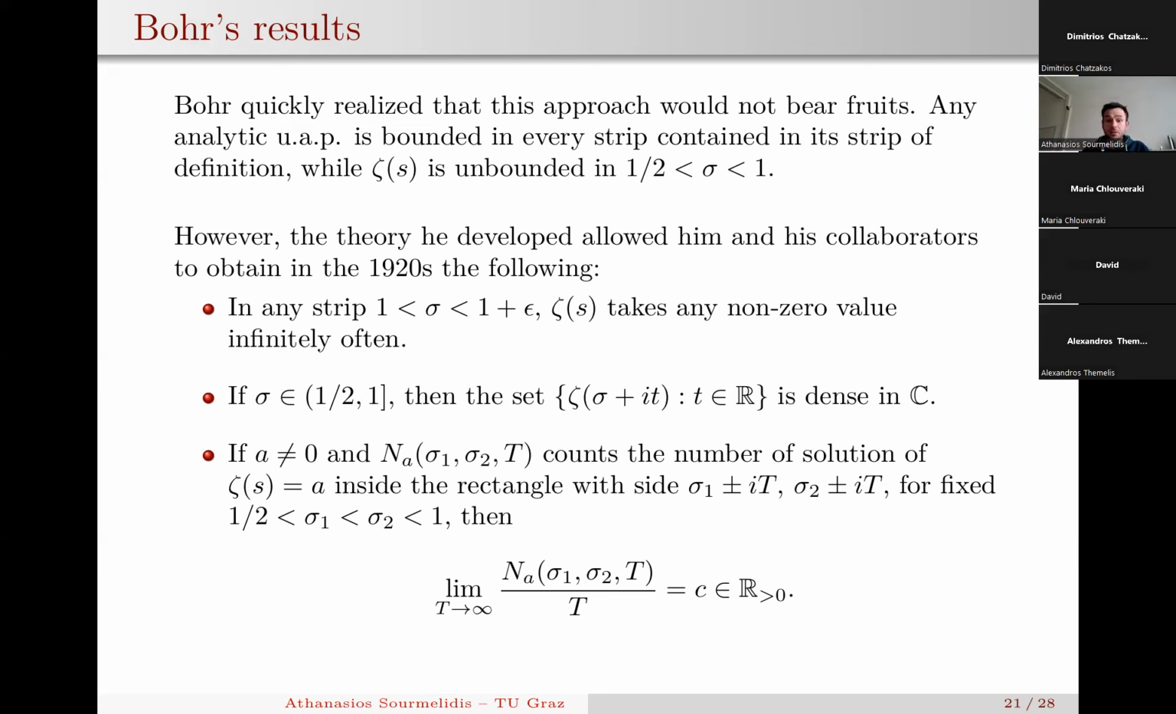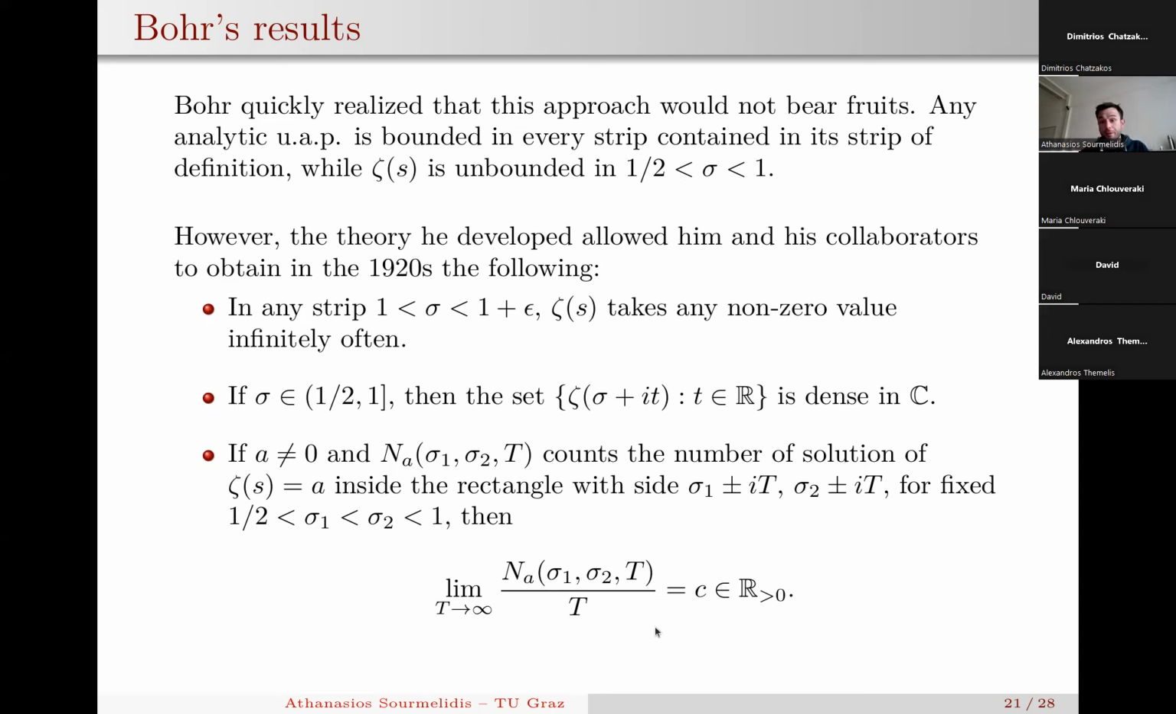And the last result is a more advanced one. So you take a complex number A which is not zero, and then you count the number of A-points, as they are called, which are the solutions of the equation zeta of s equal to A, inside this rectangle with sides sigma 1 plus it and sigma 2 plus it, up to height T. And then he showed that this limit exists and is a positive real number. So not only does the Riemann zeta-function take a value, but it takes it frequently. And this depends also on sigma 1 and sigma 2.